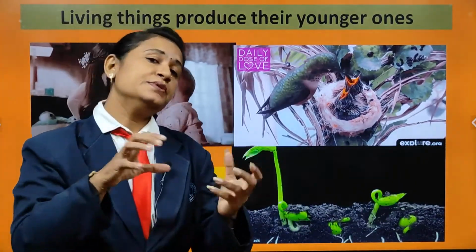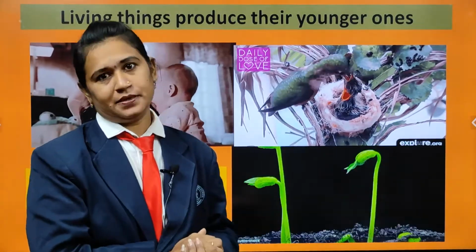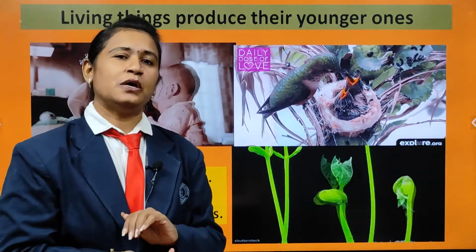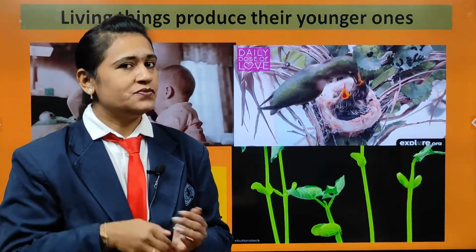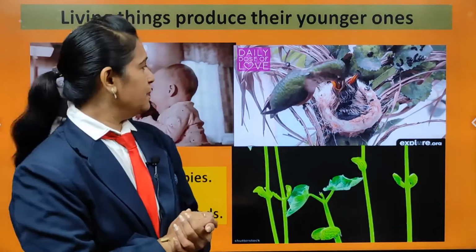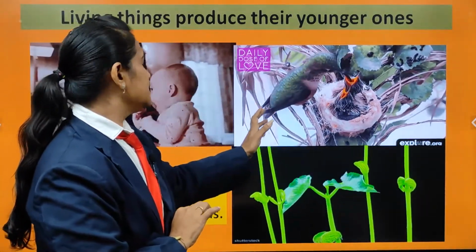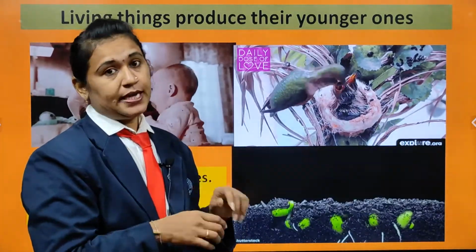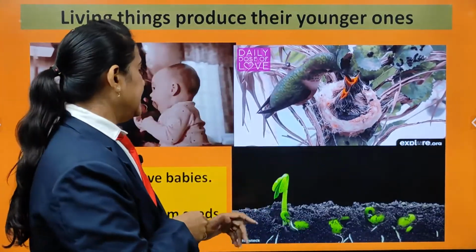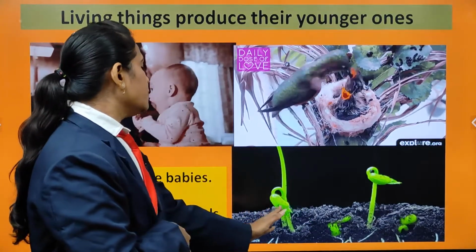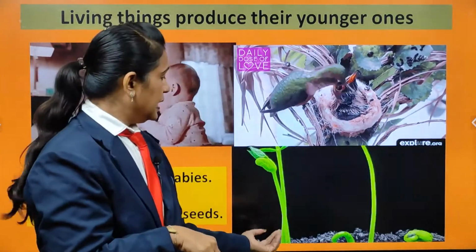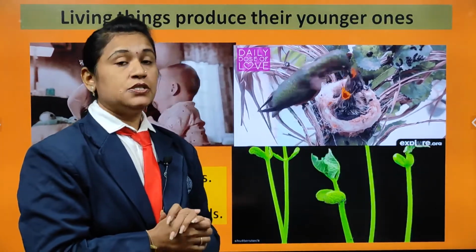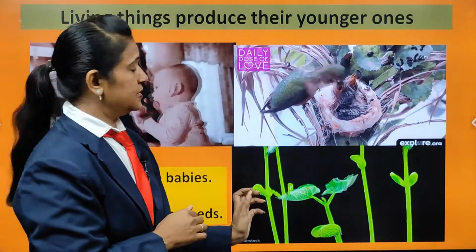The next is, living things produce their younger ones. What do they produce? They produce their younger ones. They give birth to small babies. Human beings have small babies which will grow and become young, then old. Then birds have chicks, small chicks, which will become birds afterward. And plants grow from seed. A seed is sown in the soil and then the plant comes out.